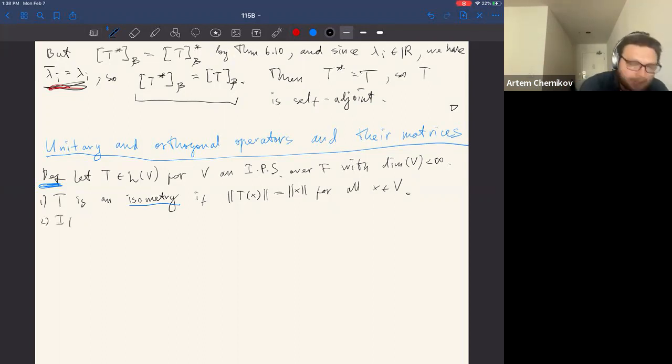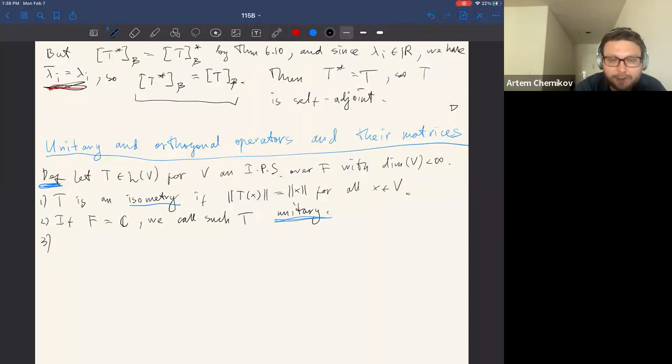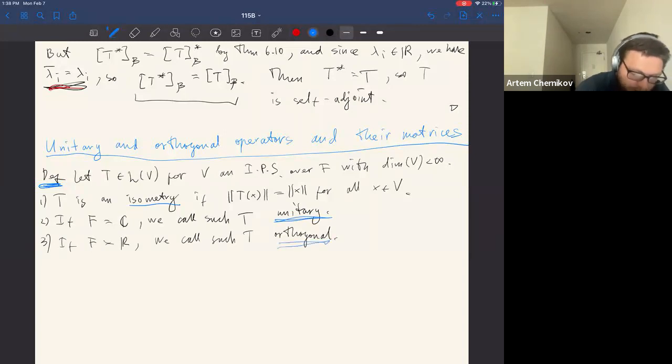Now, 2, if we have that the field of scalars is the complex numbers, we will call such T unitary. Okay, so there's some terminology here to distinguish between the complex case and the real case. So an isometry over the field of complex numbers, we call a unitary operator. And if the field of scalars is the real numbers, then we call such T orthogonal. Okay, so there are these two new terms.